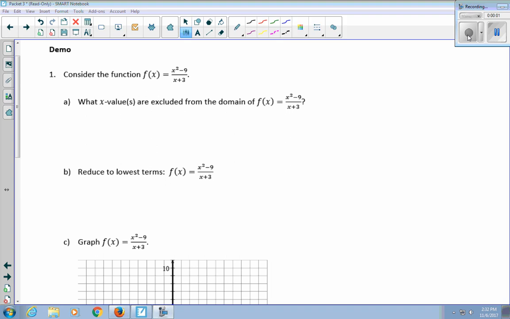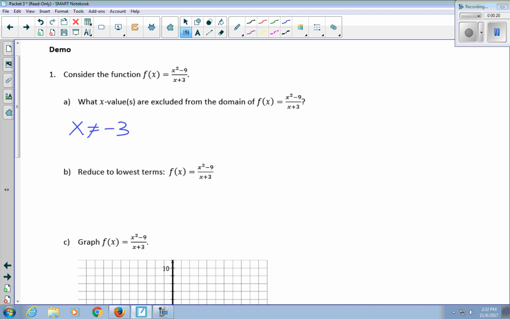The College Algebra Lesson 26 demo. All right, let's look at the function x squared minus 9 over x plus 3. What x values are excluded from the domain? Anything that would make the denominator 0. So x cannot be negative 3.